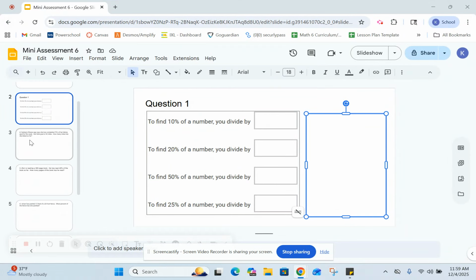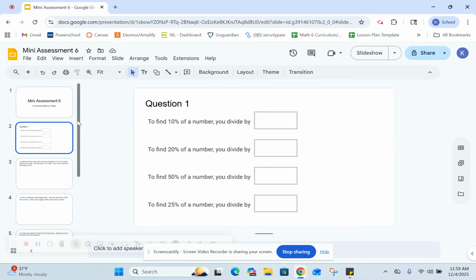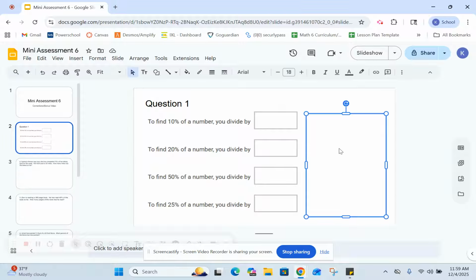In this video, we are going to make corrections to your mini assessment 6, which mainly had to deal with percentages. So let's get started. All right, question 1 was just some basics. How do you get certain percentages? So we need to know, how do we find 10, 20, 50, and 25% of a number?